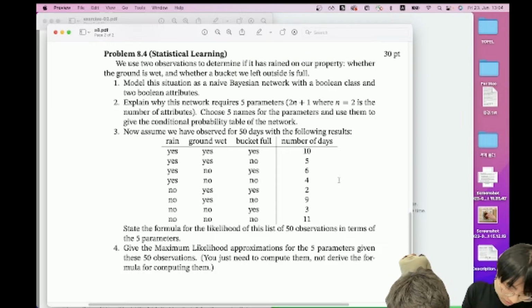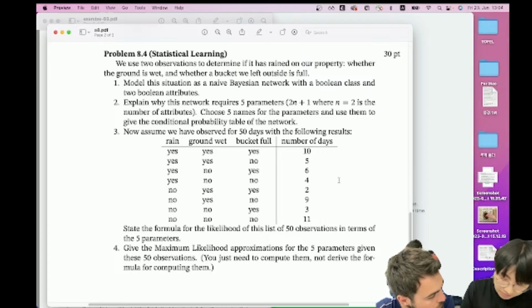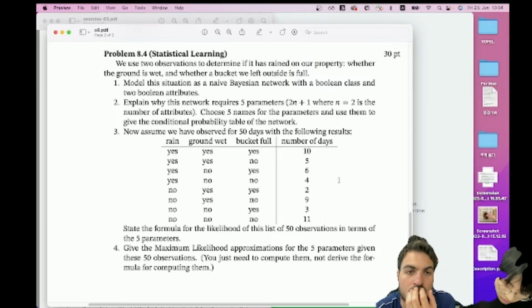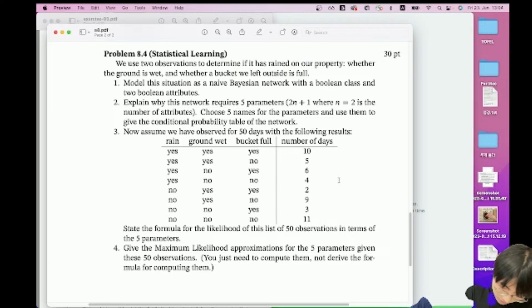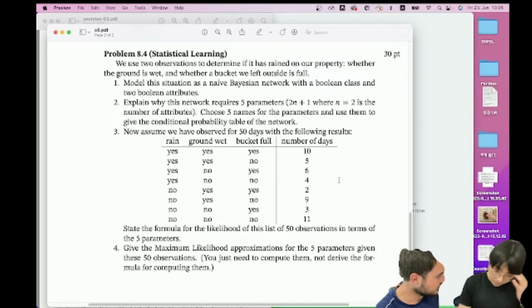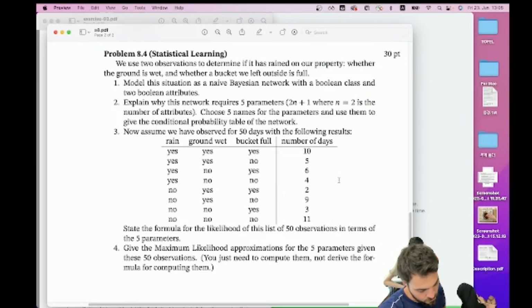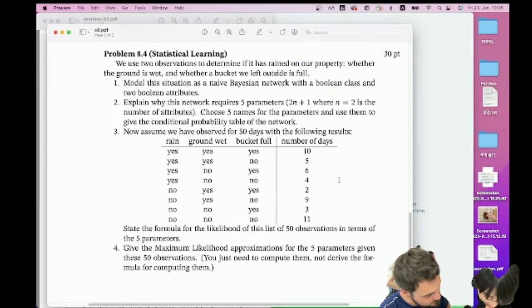So actually this is the probability. This is half, right? 25 over 50. And this is 15 over 50, so it's 3 over 10. And 5 over 50, it's 1 over 10. So ground wet, not raining, it's 11 days. So the probability is 11 over 50.